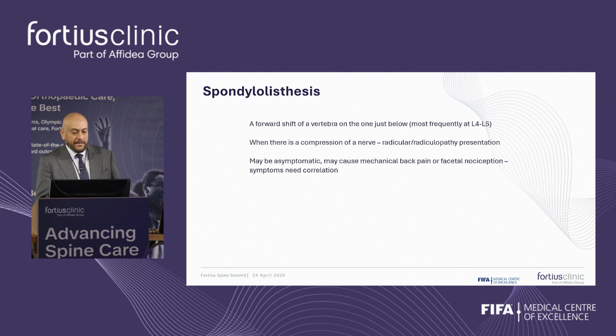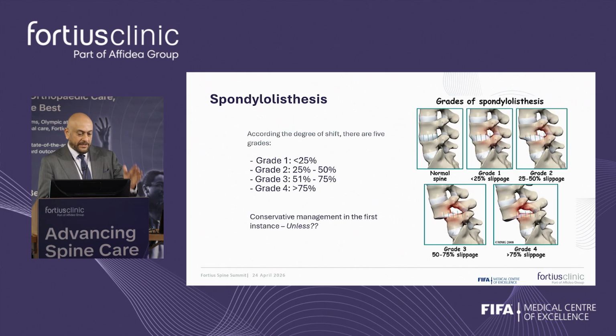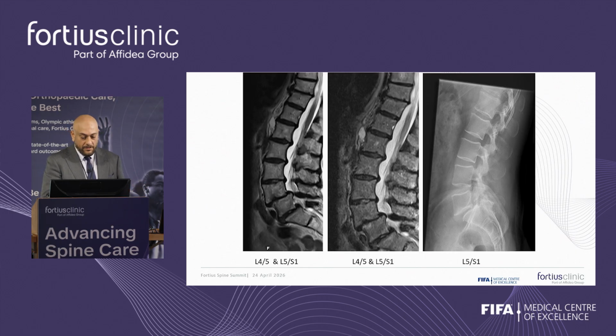Spondylolisthesis is another condition where there's a forward slip of one vertebra over the other, and we grade it. We have 4 grades on it. Grade 1 is up to 25%, and grade 4 is up to 75%, and grade 5 is when there's a complete forward slip of the vertebra. Again, in these kinds of conditions, initial treatment is conservative unless they have neurological deficit or worsening of pain, and then the surgical options are available to treat these conditions.